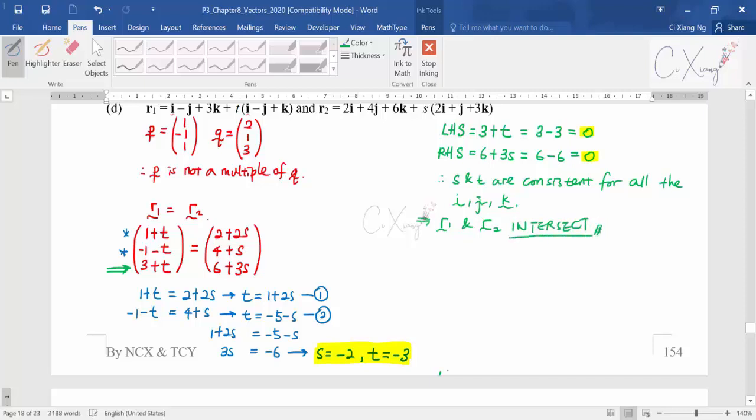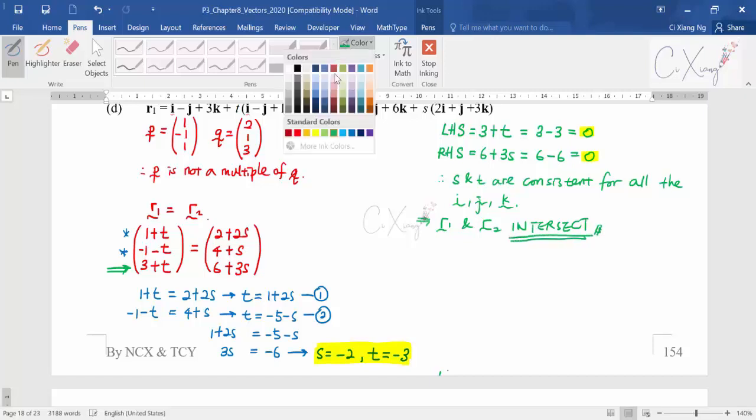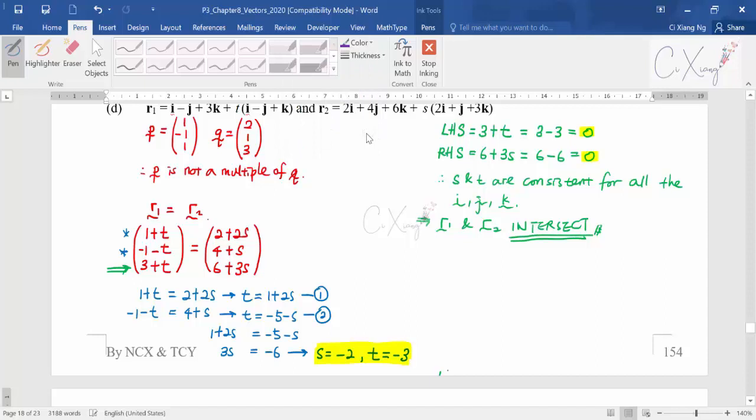Okay, so once you know that they are intersecting each other, then going further, what can you do? You can find out the angle between them and also the intersection point. So first, maybe I will show you the intersection point first. Okay, so for the intersection point, again, I will write in coordinate form usually. You can use any value, either S also can, or T also can. So for me, I'm using T. Okay, so 1 plus T. So 1 plus T means 1 minus 3 for X. And then for the Y is negative 1 minus T, so negative 1 plus 3. And then the third one is 3 minus 3.